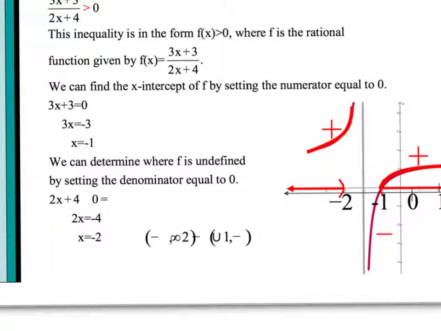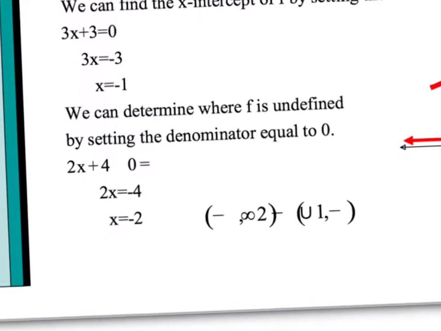Therefore, the numerator, if I have fraction equals 0, is always going to have your zeros, your x-intercepts, or your solutions for x. So I'm only going to set the numerator equal to 0 so long as I'm in this format, fraction equals 0. When I set this equal to 0 and solve for x, we get negative 1. We can determine where f is undefined by setting the denominator equal to 0.